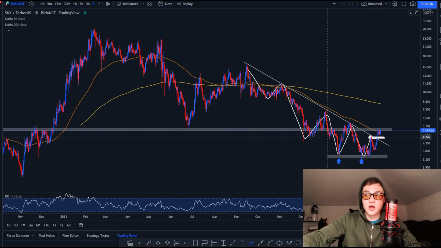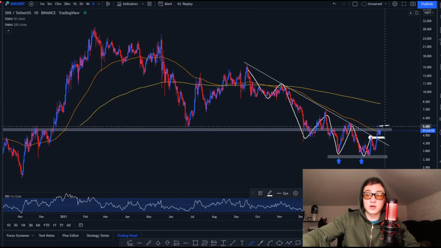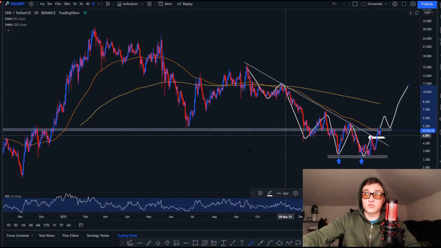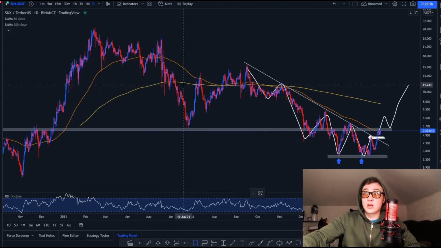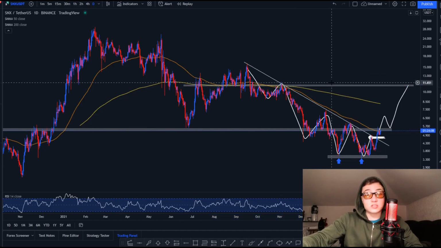But here's the thing, I would personally like to wait for a break of this zone of resistance to confirm upside. So if we make a break right here, I'm pretty sure we're going to continue moving up. So something like this into the next zone of more significant resistance, or the $11 mark, somewhere around here. So that's my prediction for now. Let's see what happens in the future.